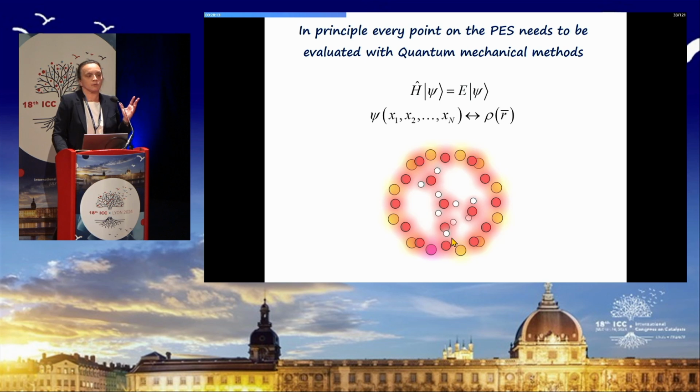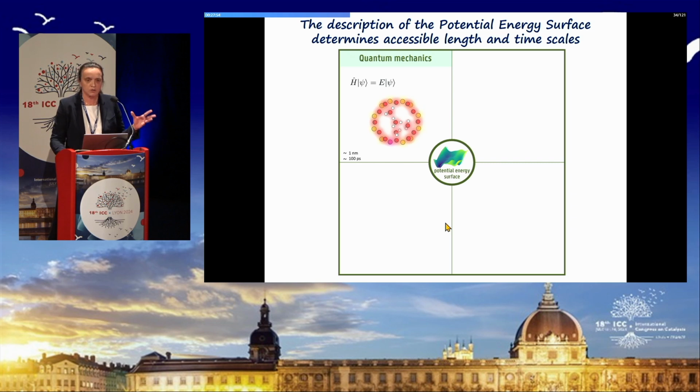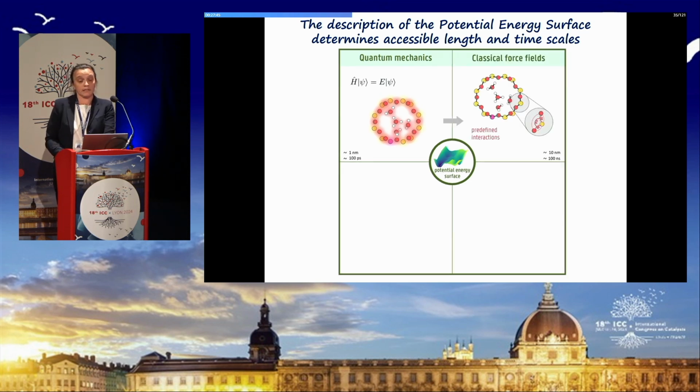Ideally, we want to describe the potential energy surface with quantum mechanical methods, either DFT or wave function-based methods, up to your choice. The problem is that these methods are computationally very expensive, and that accessible length and time scales are limited to the order of nanometer, to the order of hundreds of picoseconds. These are orders of magnitude. And so this is basically too small to compare it with the real catalytic system. The next jump that we could make is to classical force fields, but then we cannot describe reactive events properly.